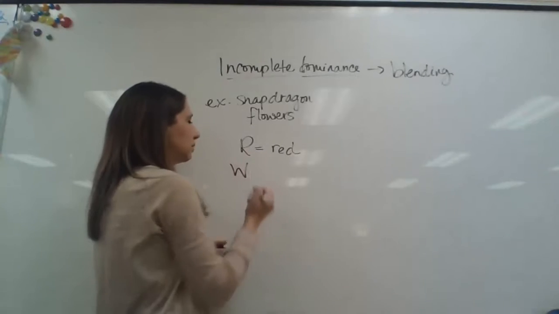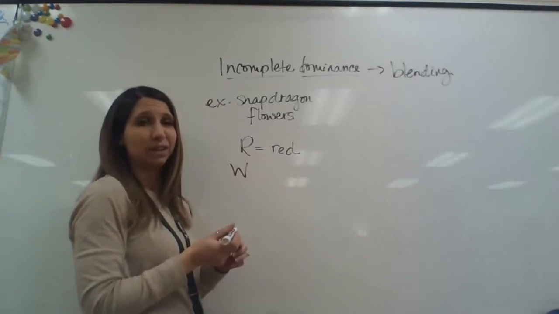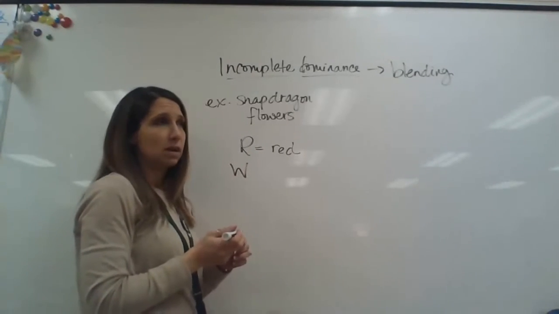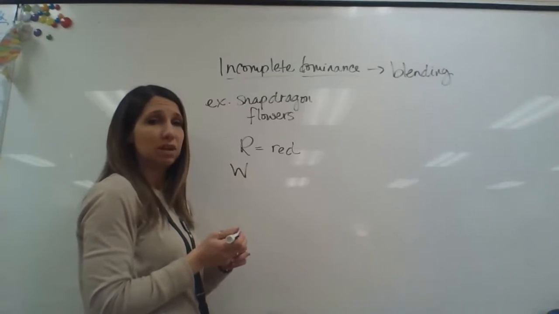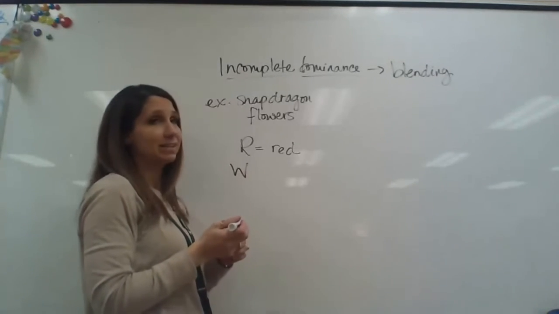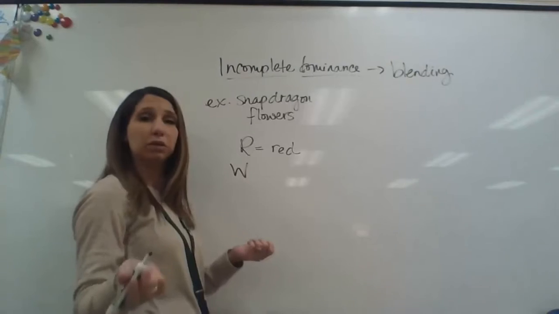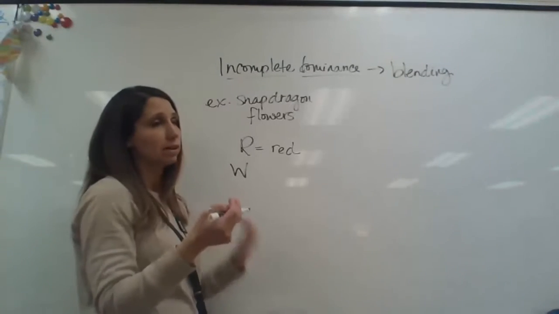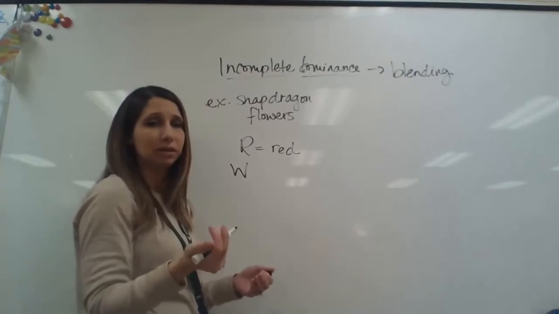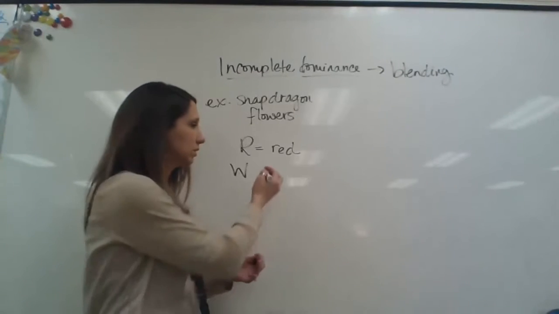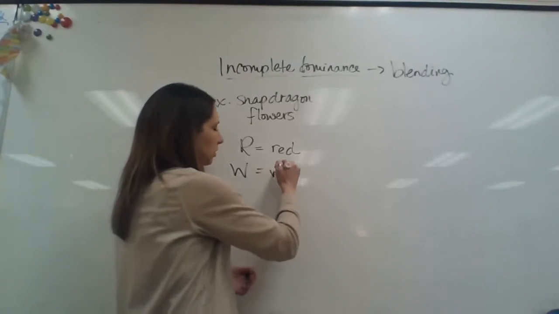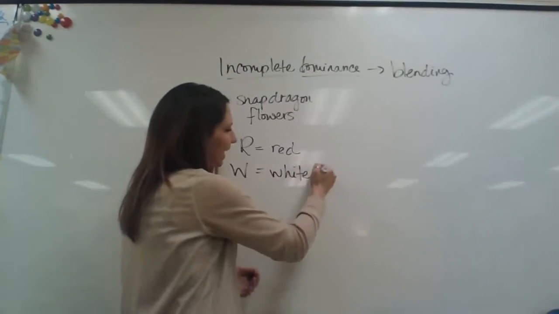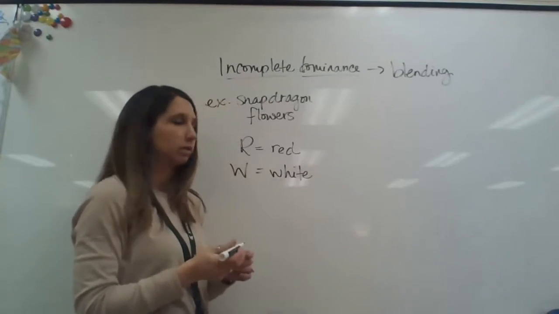In this case, I'm going to use a different letter, even though I'm technically representing the same type of gene and the same trait, because I want to emphasize that these are not going to follow Mendel's rules, right? So I can't just put big R, little r, because there isn't a true dominant allele and there's not a true recessive allele. So in this case, I'm going to use W to represent a white flower phenotype, all right?